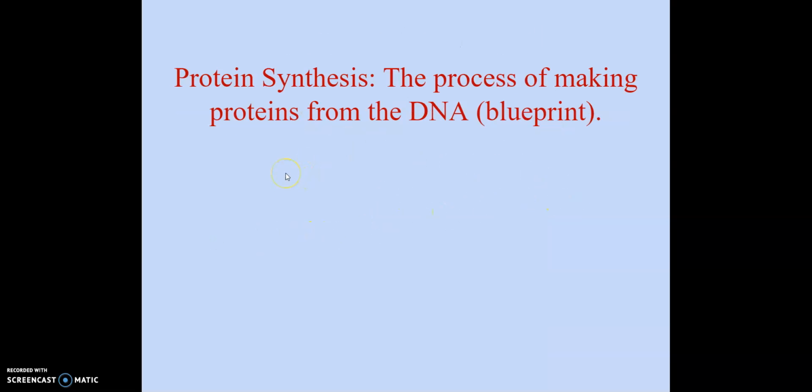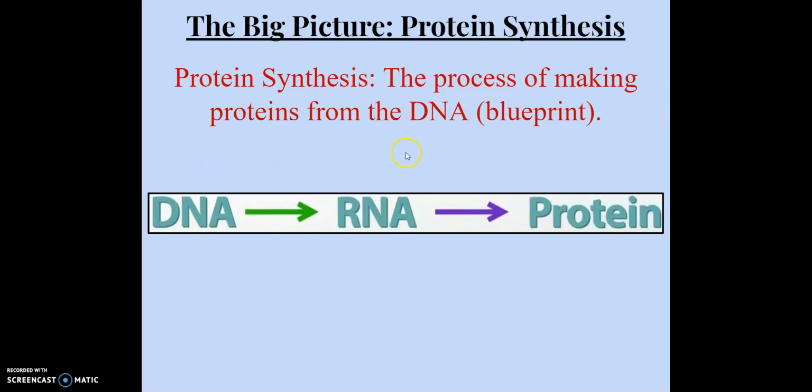We know that protein synthesis is the process of making proteins from the DNA blueprint. And so here's our big picture: we're going to have to take the code from DNA, because that's where it's found, and we're going to have to transmit that code into RNA, because RNA can leave the nucleus, the DNA cannot. And then the RNA is going to use that code to create a protein.